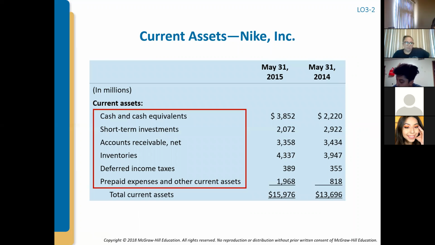This is an example from Nike. See the cash and cash equivalents, short-term investments, accounts receivable, net, meaning after subtracting the bad debt, inventories, deferred income taxes, prepaid expenses, and other current assets, then total current assets.